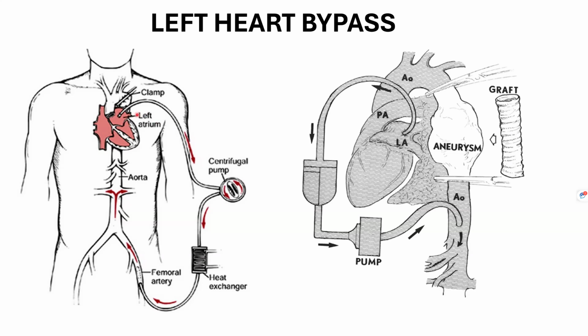So as you can see here, it is again drained from the left atrium going through the pump, and they've added a heat exchanger, and it is being returned back into the body from the femoral artery. And here again, it's going through the left atrium. They've added a filter here, the pump, and then it is going into the thoracic abdominal aorta. So they have just clamped the descending thoracic aorta where there is an aneurysm, and they'll just put the graft, and then once the graft is done, they'll take it out and come off that partial bypass.